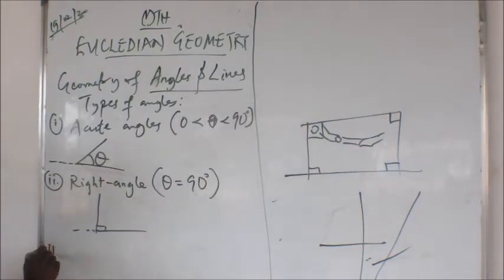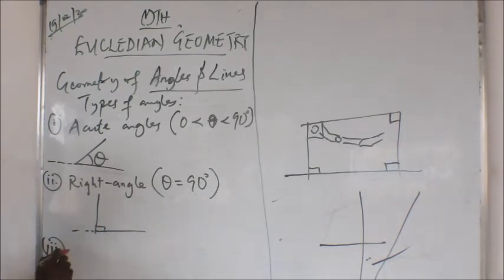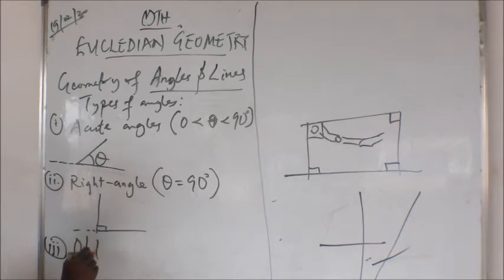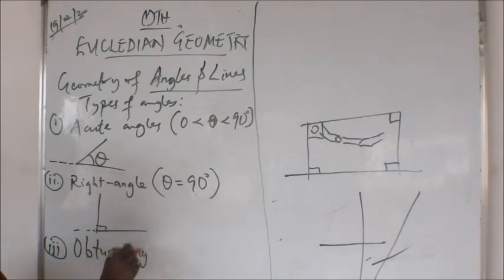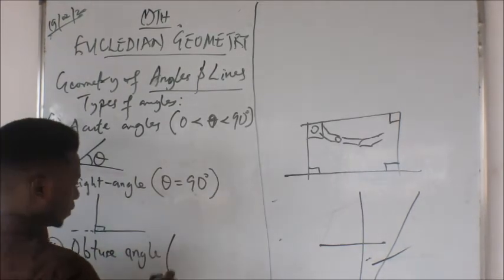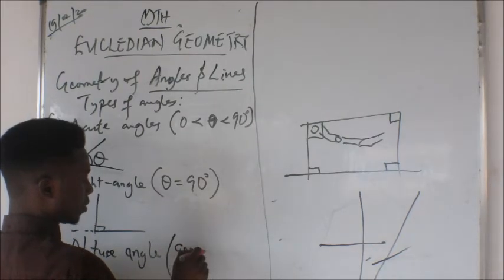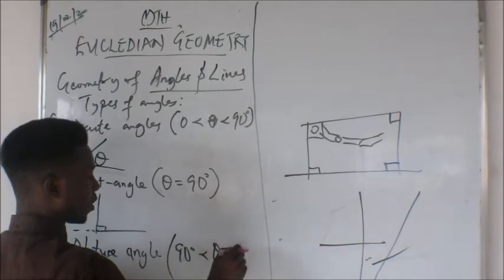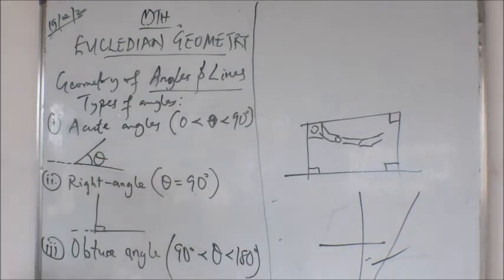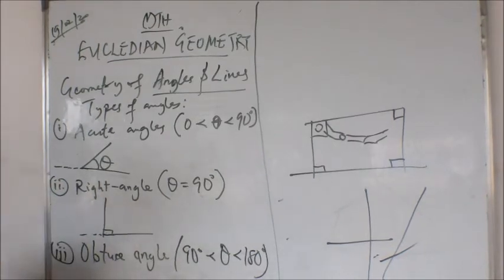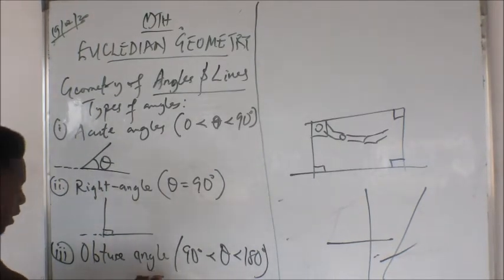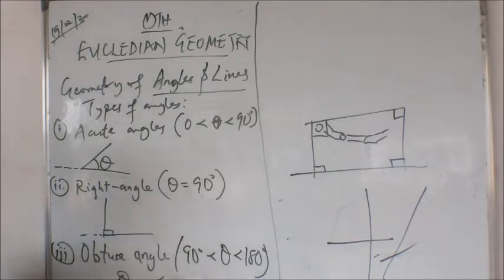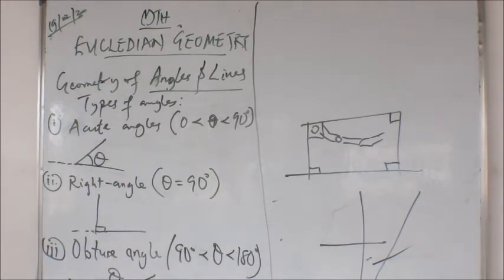Now if you have something greater than that, then you are going to have obtuse angles. Obtuse angles, of course, are angles that are greater than 90 degrees but less than 180 degrees. From here now, if I have this, I have this, and this is going to be my obtuse. Is that the key?